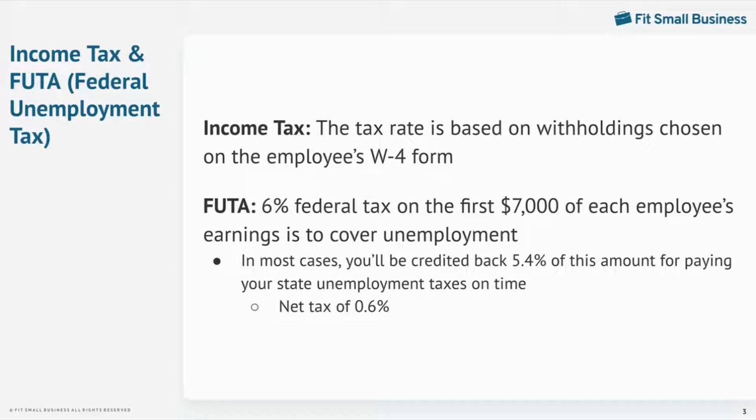This 6% federal tax on the first $7,000 of an employee's earnings is to cover unemployment. In most cases, as an employer, you'll be credited back 5.4% of this amount for paying your state unemployment taxes on time, resulting in a net tax of 0.6%.